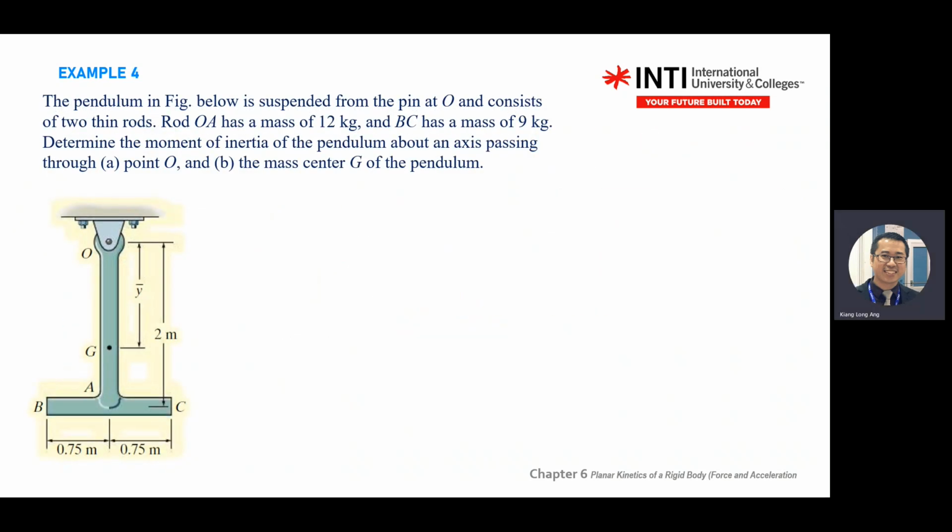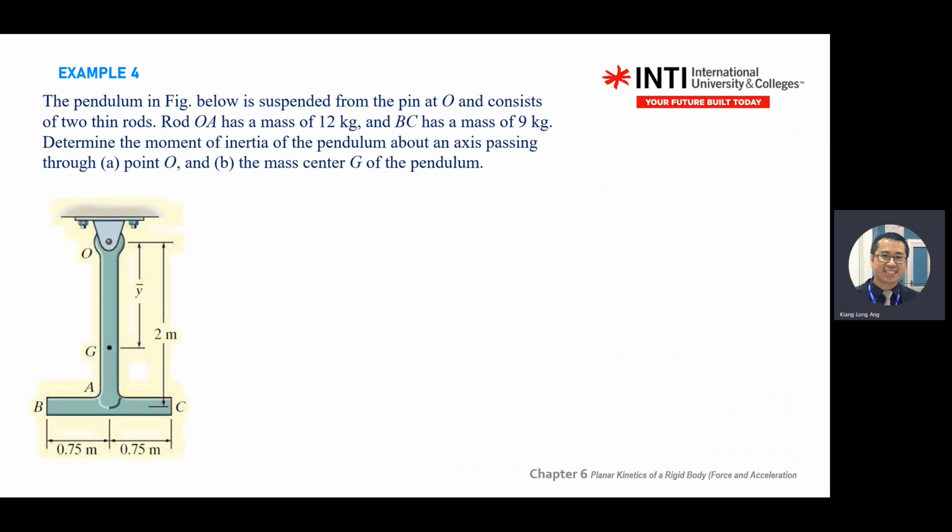Example 4 is a composite body that we mentioned. So you're given a pendulum, point A or O, consisting of two thin rods. This one, OA and BC. So here you are given y prime, y dash, which is the average height referring to O, and you have all the parameters from the center, especially BC, center of A, 0.75, 0.75. How do you find y prime? This one you learned in your statics, right?